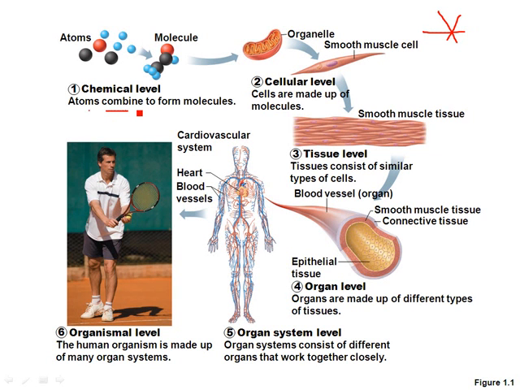So the chemical level is made up of atoms. Atoms join together to make molecules. For example, an atom would be something like oxygen and hydrogen. Put them together, you get H2O, that's water. A molecule could be a protein, it could be a lipid, which is a fat, it could be a carbohydrate or a sugar. You take these molecules, put those together, and those make organelles. And organelles are basically the parts of the cell.